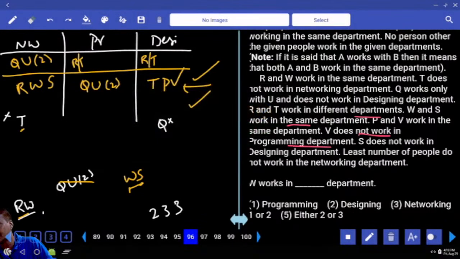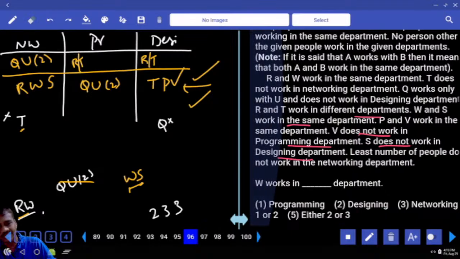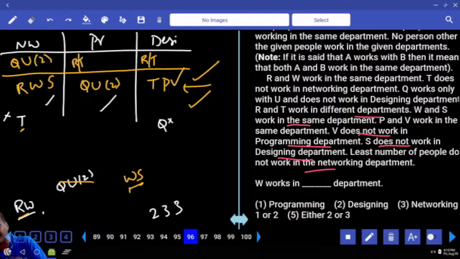True or false? True. Then S does not work in designing. True or false? Yes. And least number of people do not work in networking. Yes. Least people work in programming. Now this is the final arrangement. Clear? Now as of now, how many done?